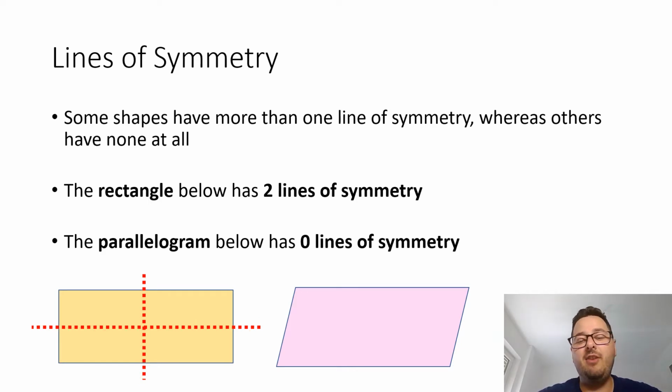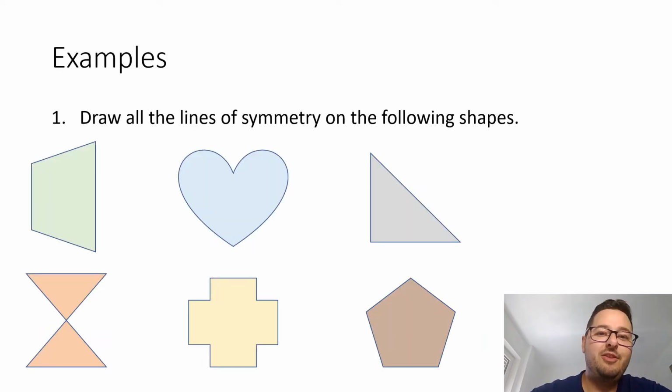Whereas this parallelogram, it looks like it might have a bit of symmetry just because 2 sides are the same way and another 2 sides are parallel as well. But actually that doesn't have any lines of symmetry anywhere. And you can try it and check it out. Alright, so just some examples. So feel free to pause the video and have a go. Obviously, don't draw on your computer or your phone, but imagine where the lines of symmetry might be.